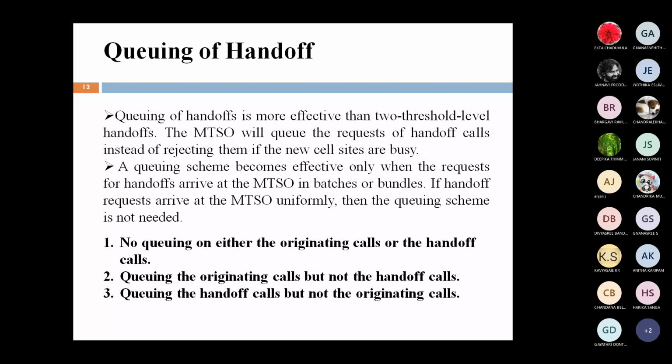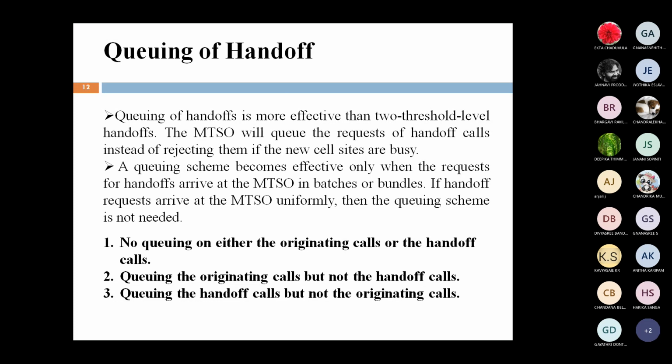In this queuing, some considerations are there. The first condition is no queuing on either the originating calls or handoff calls, to increase the efficiency of the system. We have to maintain at least no queue, that is, we must allocate channels for any originating calls or handoff calls. What is meant by originating calls? Nothing but call initiation in the cell. What is meant by handoff calls? The channels allocated to a particular mobile unit whenever it moves from one cell to another cell. That is, no queue.